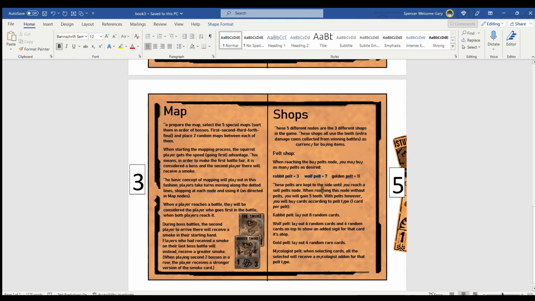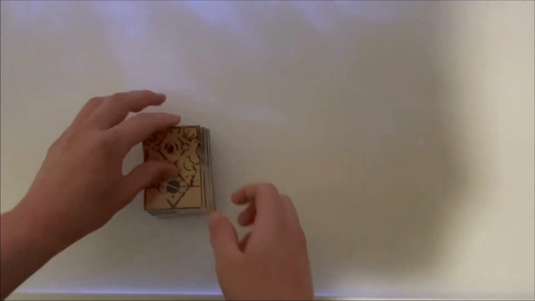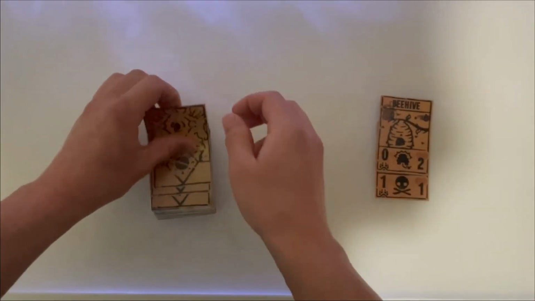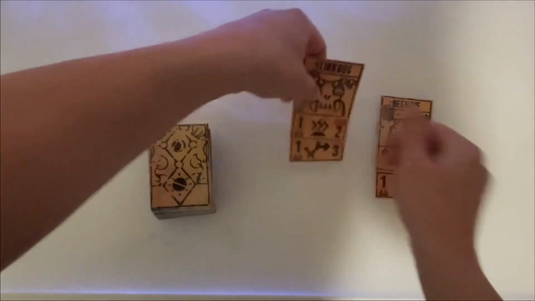These pelts are kept to the side until you reach a sell pelts node. When reaching this node without pelts, you will gain 5 teeth. With pelts, however, you will buy cards according to the pelt type, 1 card per pelt. Rabbit pelt, lay out 8 random cards, and you can buy one card per pelt that you have that is a rabbit type. Wolf pelt, you'll lay out 6 random cards and 6 random cards on top to show the added sigil for that card at the top.